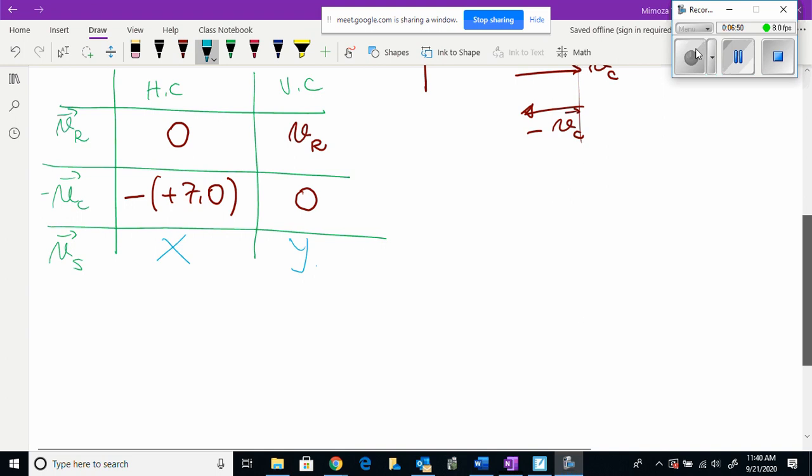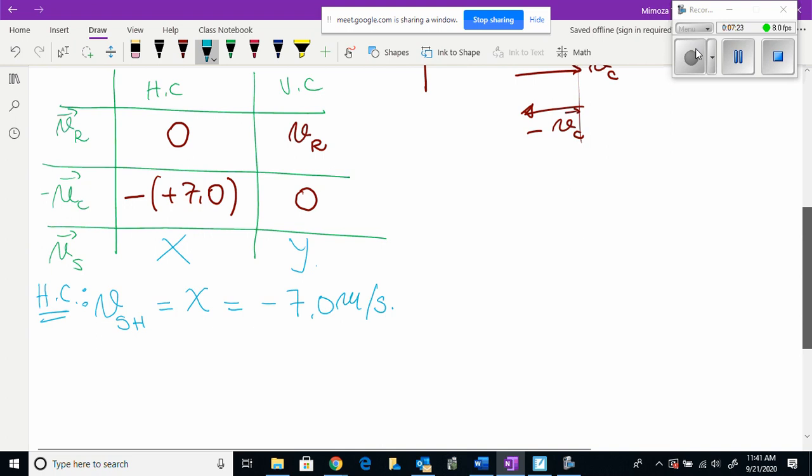So now what we have here is that the horizontal component of the swimmer's velocity, that we assign to be X, is equal to -7 meters per second. Okay, and this is coming from the horizontal component relationship. Okay, good. So let's work with this now.